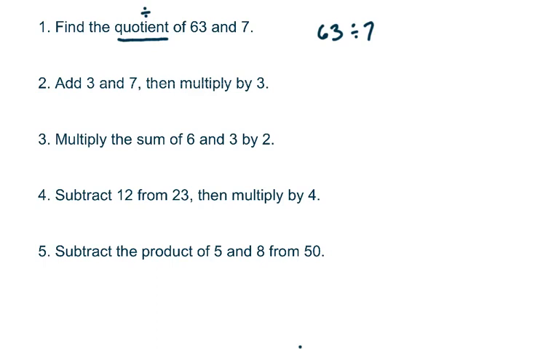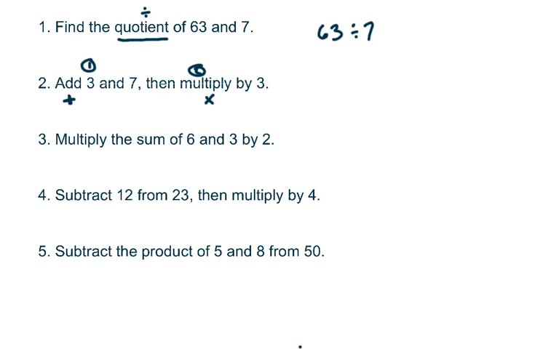Now those are examples where there's only one operation. So what happens when they add more than one operation? Let's look at example 2. Number 2 says add 3 and 7, then multiply by 3. Add, okay, I know that means they want me to use addition, and multiply, okay, so I'm not having to figure out any words here. But I do notice that there's a first step and there's a second step.